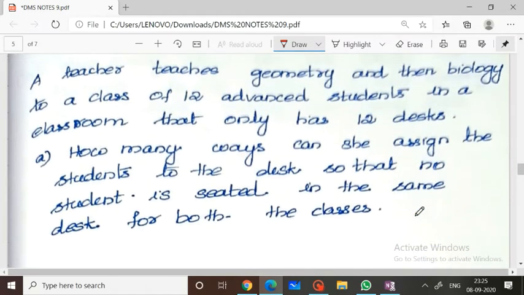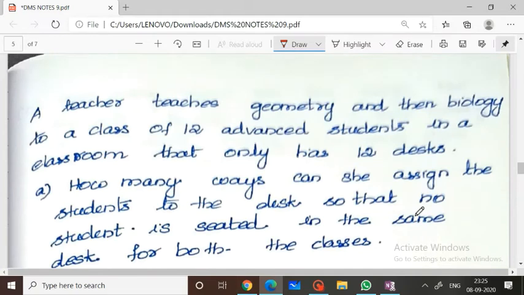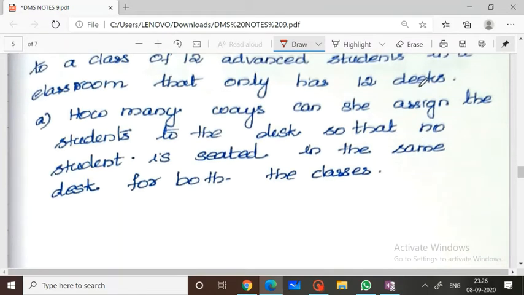A teacher teaches geometry and biology to a class of 12 advanced students in a classroom that only has 12 desks. How many ways can she assign the students to the desks so that no student is seated in the same desk for both the classes? So she has to assign and check that no student is seated.